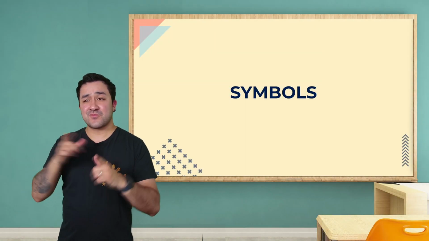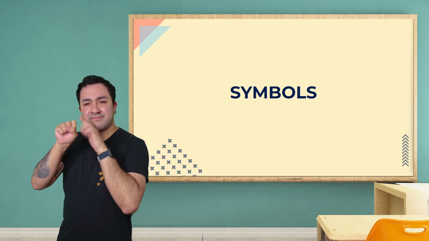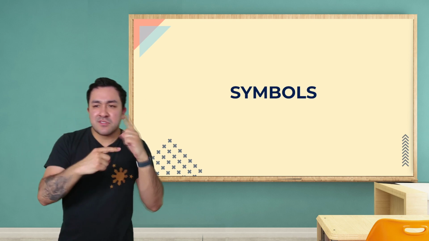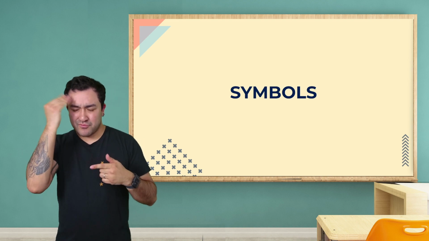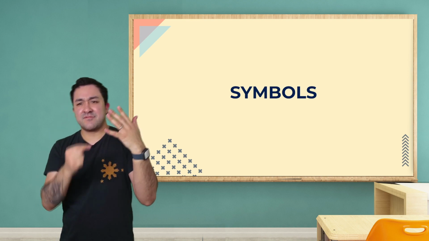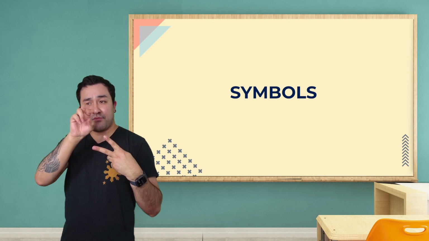Let's begin our series about linguistics by studying symbols. Symbols are items used to communicate. This includes words, signs, drawing, physical signs, like a stop sign, and more. All symbols have two things in common: form and meaning.